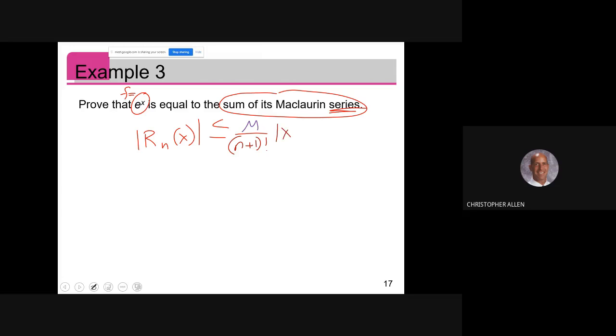And then absolute value of x. And remember, our center was at 0. When we did this one, we did a Maclaurin, so the center is at 0. And this is from theorem 9, I believe. Theorem 9, there's that remainder definition.